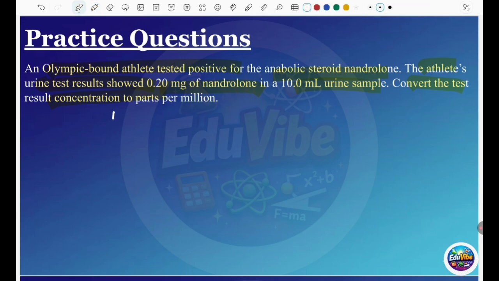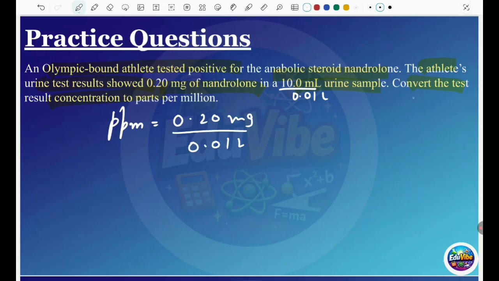So you have to find the ppm, and you have a mass and a volume. You have it in mg and milliliters, but for this type of question it has to be in mg and liters. So you have to convert this 10.0 ml into liters, which is 0.01 liters. Then 0.20 mg divided by 0.01 liters. You have to go with mg with liters and mg with kgs like this. That's why I convert this. Then in ppm you get 20 ppm.